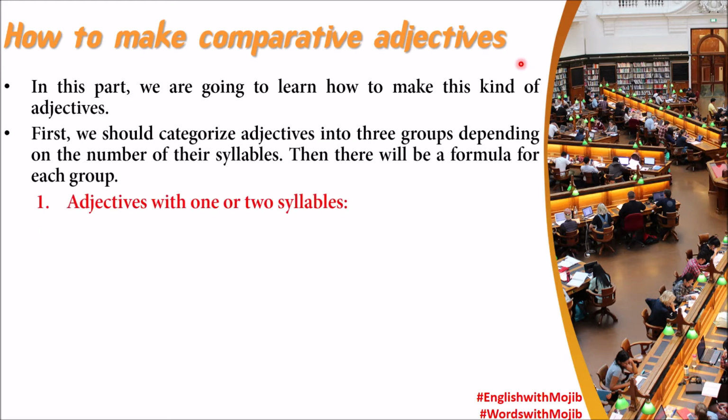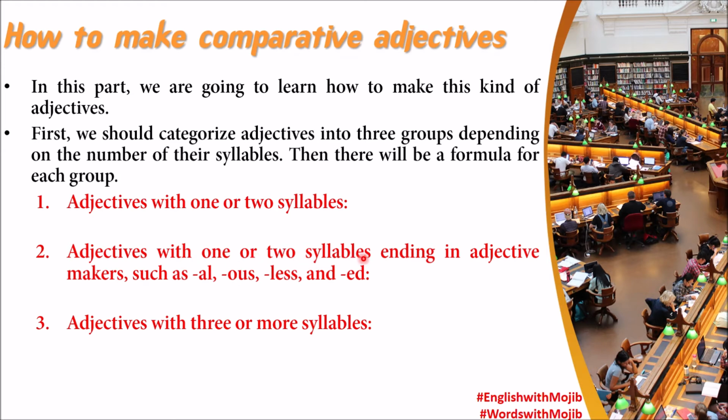Obvious? Number 1, adjectives with 1 or 2 syllables. Our third category is adjectives with 3 or more syllables. And category 2 is adjectives with 1 or 2 syllables, like number 1, but ending in adjective makers, in suffixes which make adjectives, such as al, ous, less, and ed. Al like rival, ous like delicious, less like useless, ed like bored.